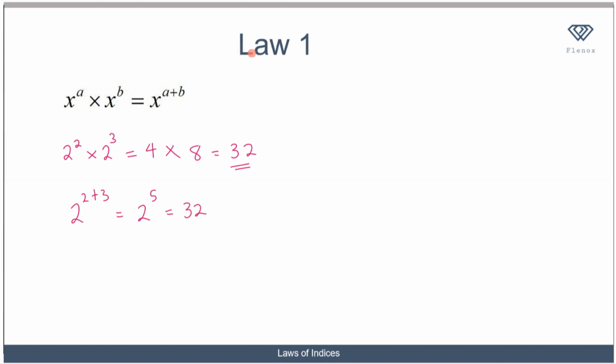How does this come in really handy? For example, if I'm given something like 7 raised to the power 15 multiplied by 7 raised to the power 12, obviously you cannot try to expand this and expand this before you multiply them. That will be too cumbersome. But with the law of indices, I know that this will just be equal to 7 to the power of 15 plus 12, and that will be equal to what? 7 to the power of 27. So that is what the first law of indices is all about.